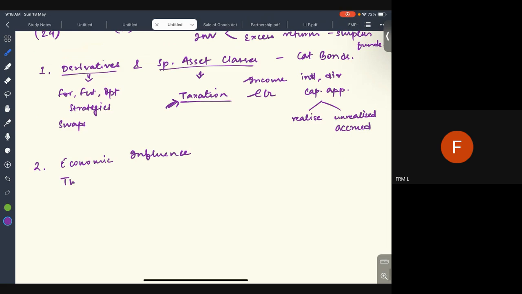Then we have theory of finance. In theory of finance, basically what we are going to do is see how financing works: what the sources of finance are, why we need financing, what the benefits and disadvantages of different sources are, and how to go about it. That would be theory of finance.